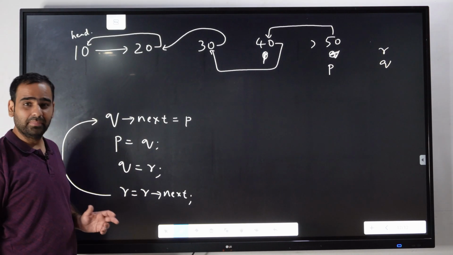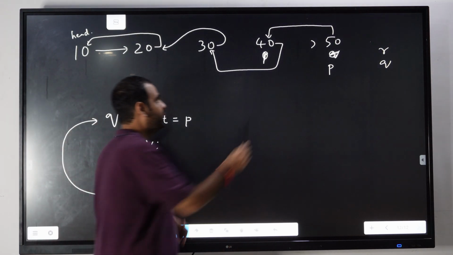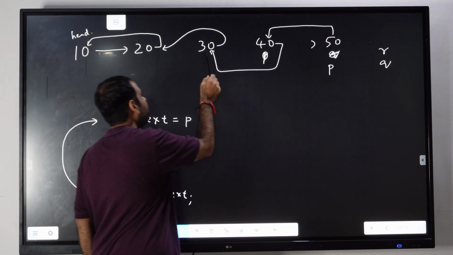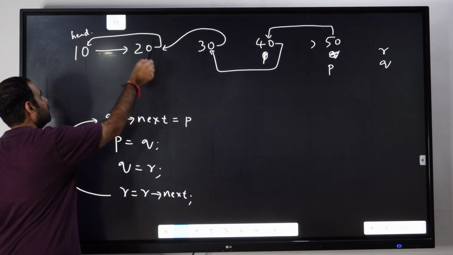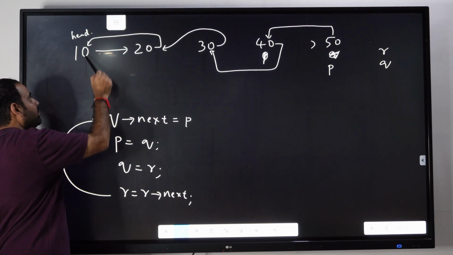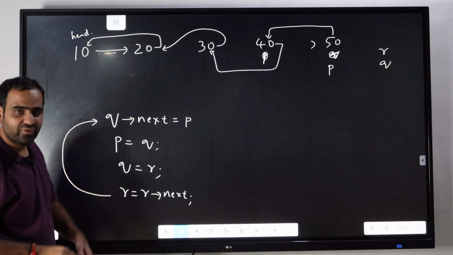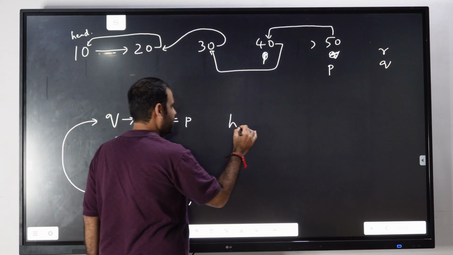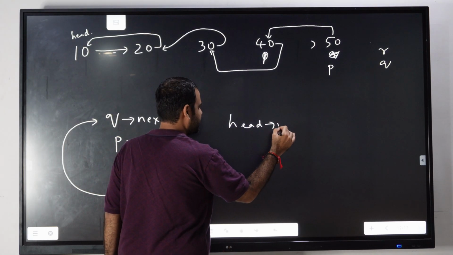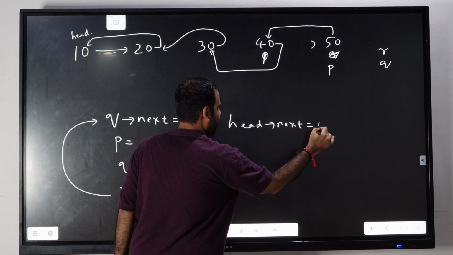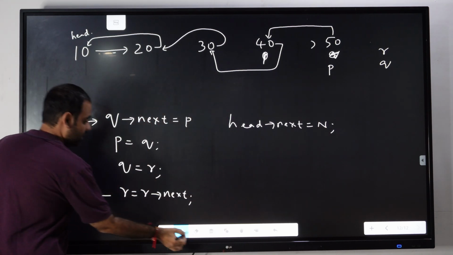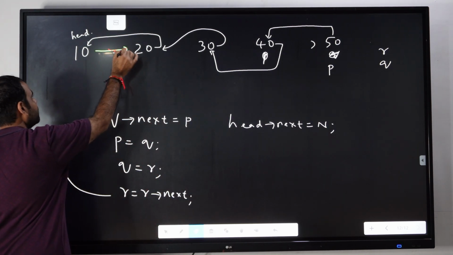Now, you see that the complete list is reversed. 50 is pointing to 40, 40 to 30, 30 to 20, 20 to 10, but there is a loop over here which we need to remove. And how do we remove the loop? We say head arrow next is equal to null. Now, when we say head arrow next is null, this link is broken.